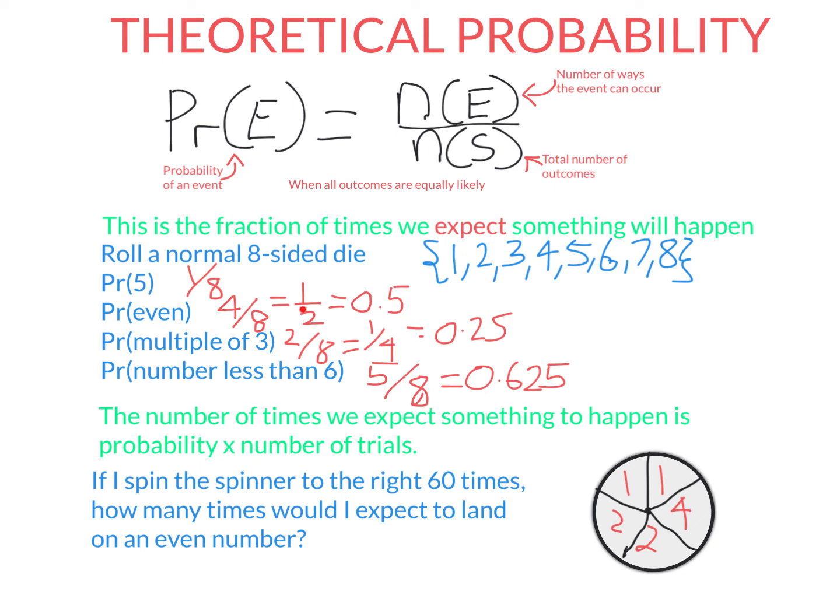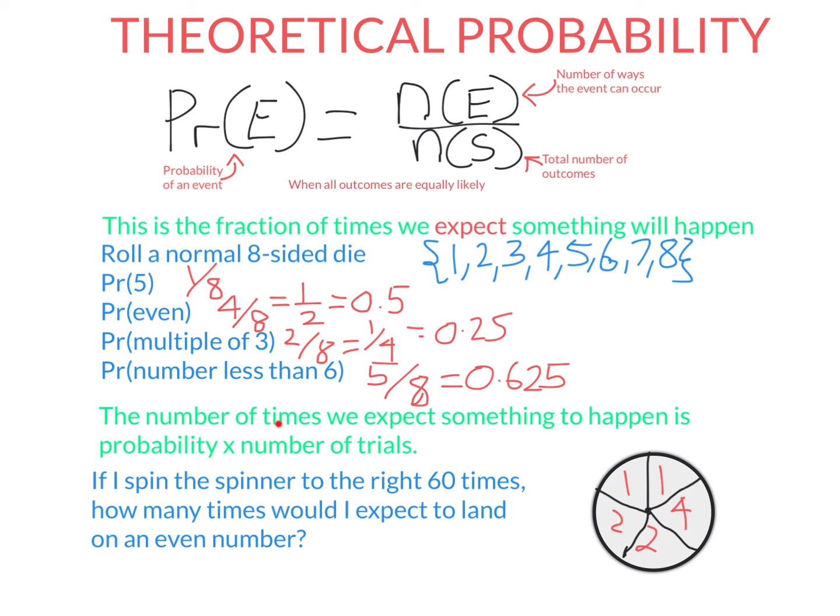This probability here means I expect that the die will land on an even number half of the time. Every second roll, I expect to get an even number. The probability of getting a multiple of 3 is a quarter, so I expect every 4th roll I will get a multiple of 3. If I roll this die over and over again, I expect that 1/4 of the time I will land on a multiple of 3, and so on.